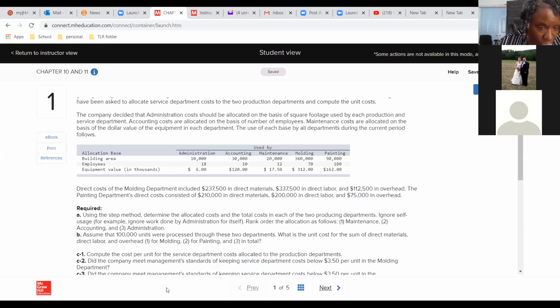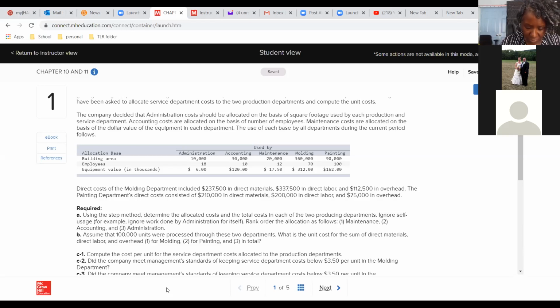Now, if we look at the instructions, it's a lot of information here, which takes a little long to think about. Accounting costs are allocated on the basis of employees. Maintenance costs are allocated on the basis of dollar value of equipment. The accounting department has $120 of equipment. Okay, so what do you think? Should we use the $17.50 or should we use the 120?